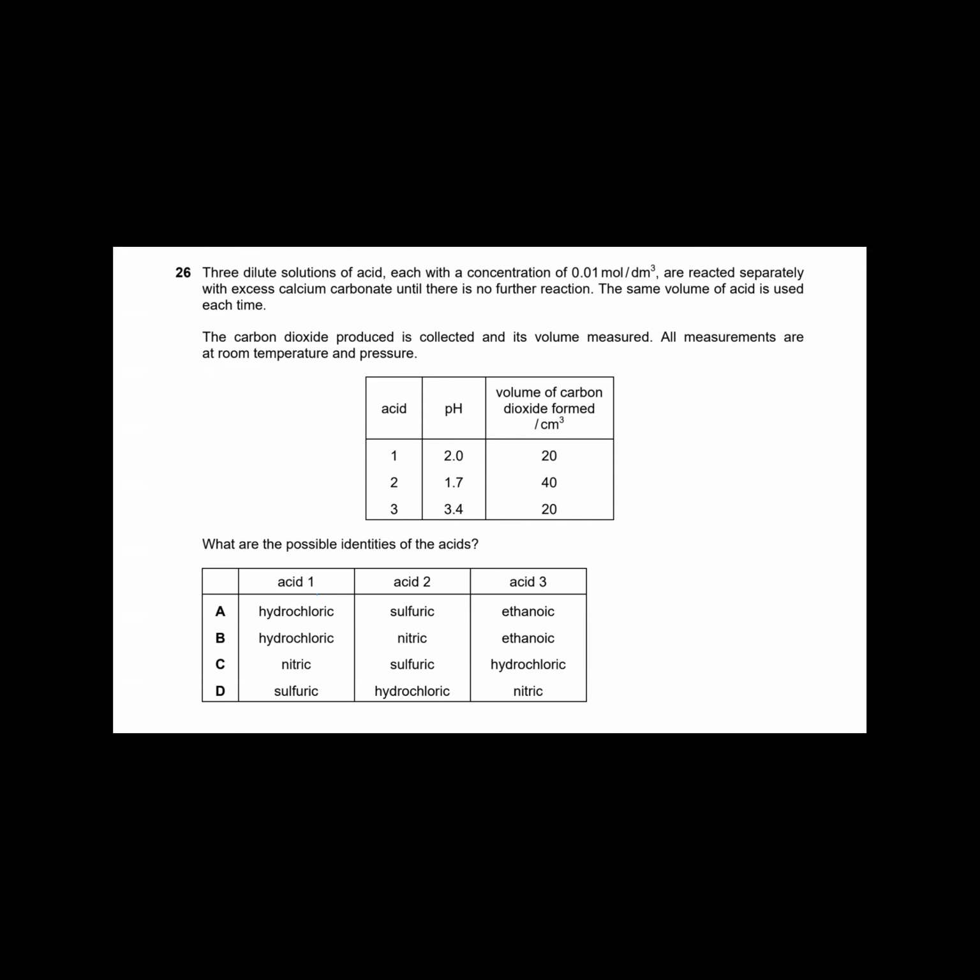Here, what is the question actually? pH and the volume of carbon dioxide. You are saying lower pH means you're getting more carbon dioxide, isn't it? Acid 1 and acid 2 have the more carbon dioxide produced. So which identities are the four acids?